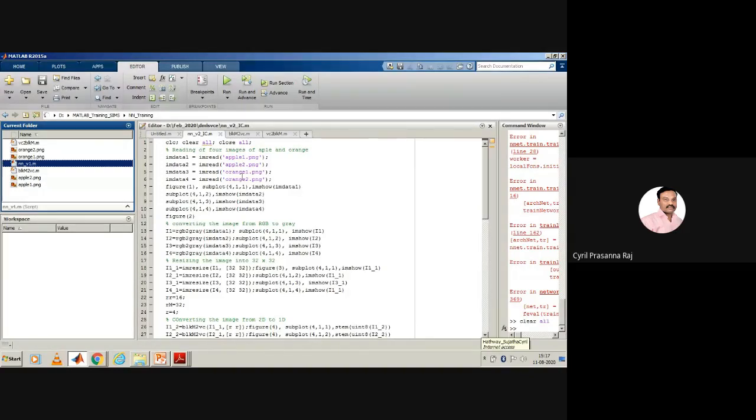Let me open yesterday's program. Then I will tell you how to define such a huge network in MATLAB. Okay, so it's a single statement that we have to specify there, and it will define the entire network.